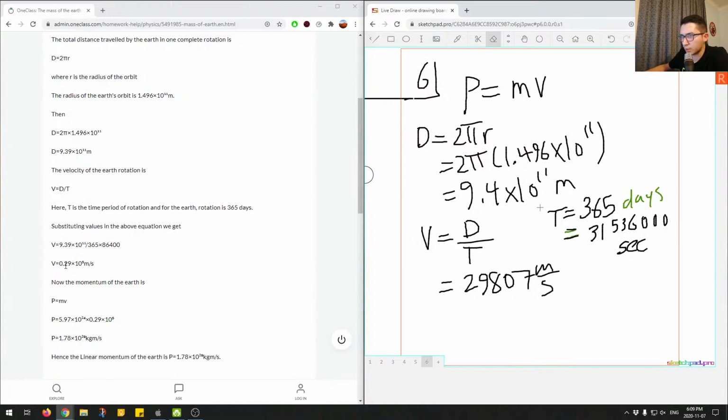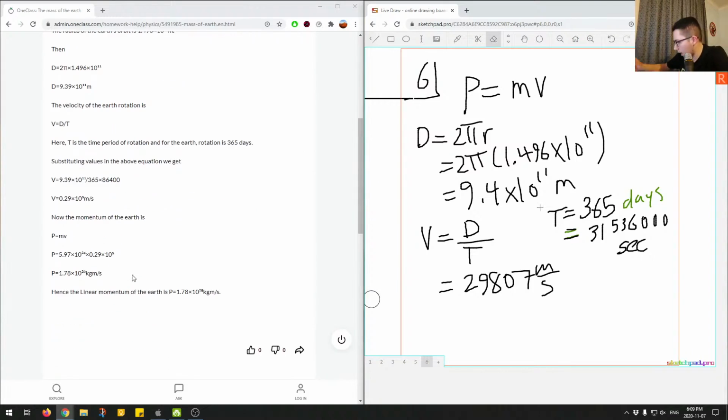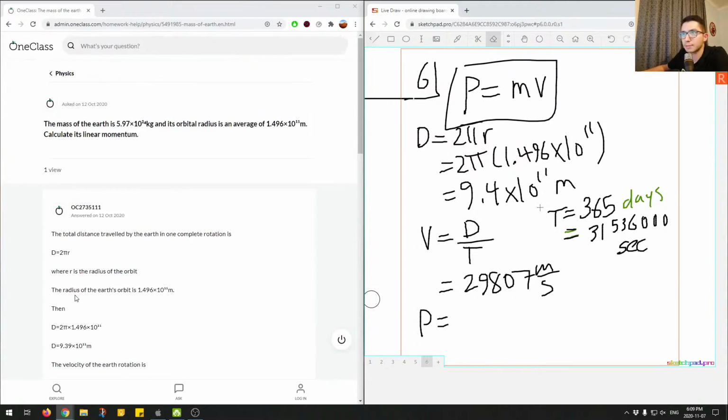So they end up with 0.29 times 10 to the 5, which is the same thing as this. And now we want to use this equation to get to the answer. So P is equal to the mass. The given mass is 5.97 times 10 to the 24 kilograms times velocity, which is 29,807 meters per second. And we end up with 5.97 times 10 to 24 times 29,807. So we have 1.78.